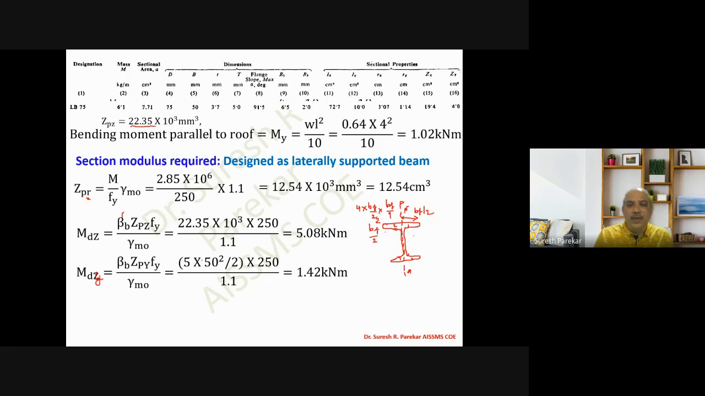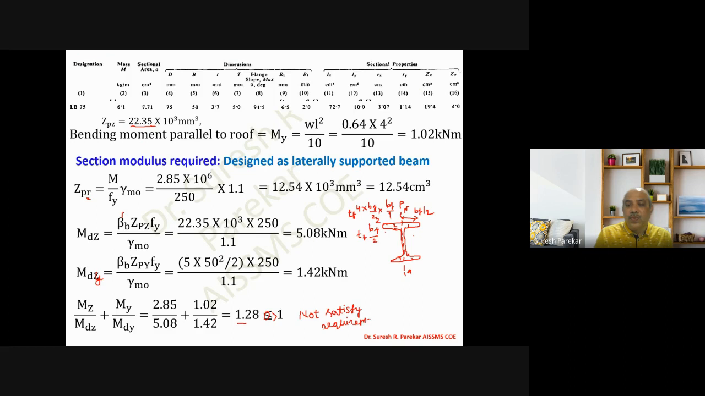And then here we are going to consider BF square by 2, but we have to multiply this by TF. So TF into BF square by 2, and this will give us approximate value of ZPY, and then into Fy upon gamma MO, beta B considered 1, comes 1.42 kilonewton meter. And then we will put in this, then this value comes 1.28. Actually this 1.28 greater than 1, so not satisfy the requirement.